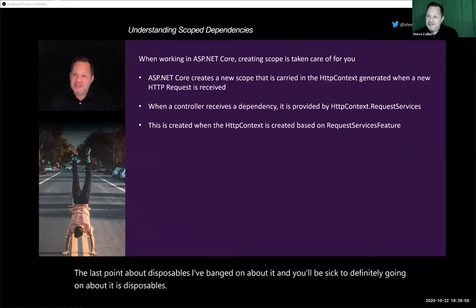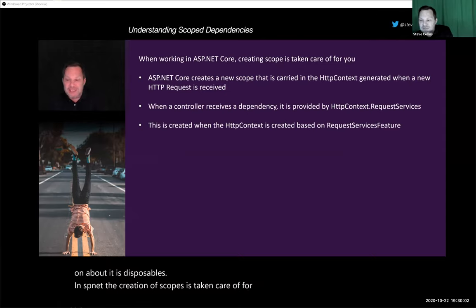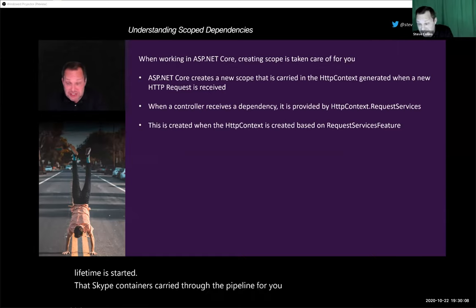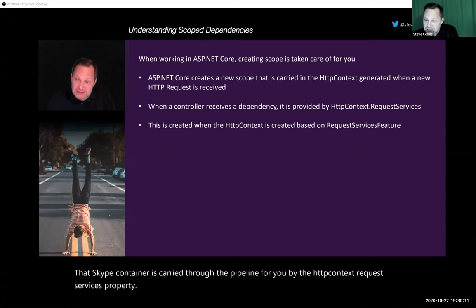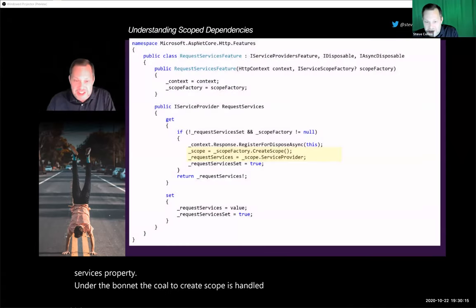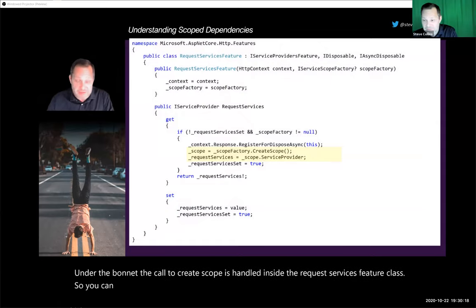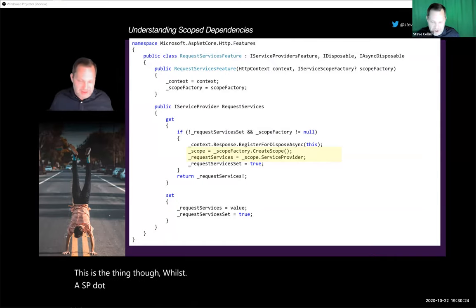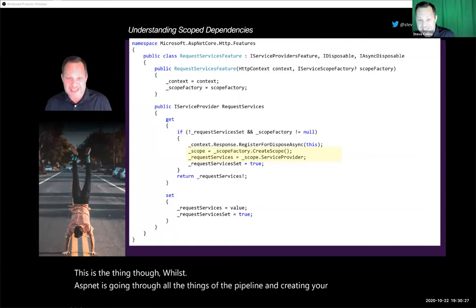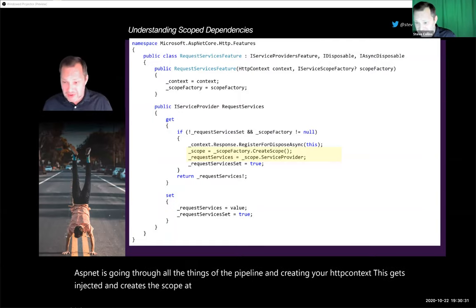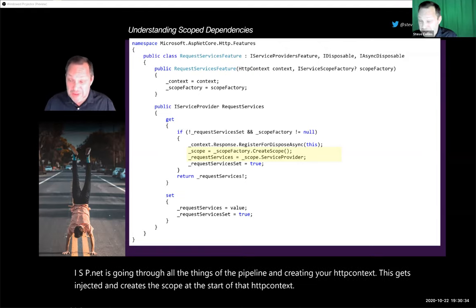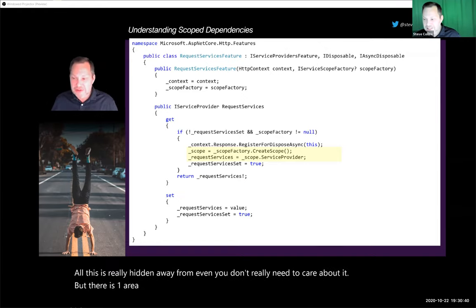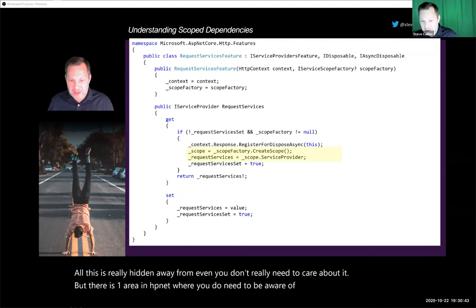In ASP.NET, the creation of scopes is taken care of for you when a request response lifetime is started. That scope container is carried through the pipeline for you by the HttpContext RequestServices property. Under the bonnet, the call to create scope is handled inside the RequestServicesFeature class. You can see here, I've pulled it down from GitHub. While ASP.NET is going through all the things of the pipeline and creating your HTTP context, this gets injected and creates the scope at the start of that HTTP context. All this is really hidden away from you and you don't really need to care about it. But there is one area in ASP.NET where you do need to be aware of what's going on with scopes.